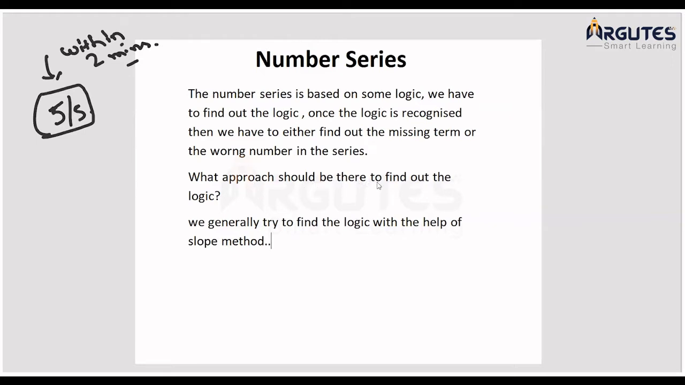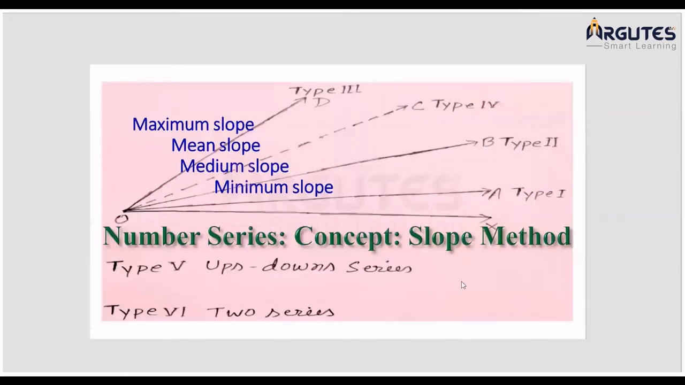Now, what approach should we take to find out the logic? We have to find the logic in the series, but what approach should be there? So we generally try to find the logic with the help of the slope method. What is the slope method? Now I will explain to you one by one about the slope method. Look, the slope method is divided into 6 types.